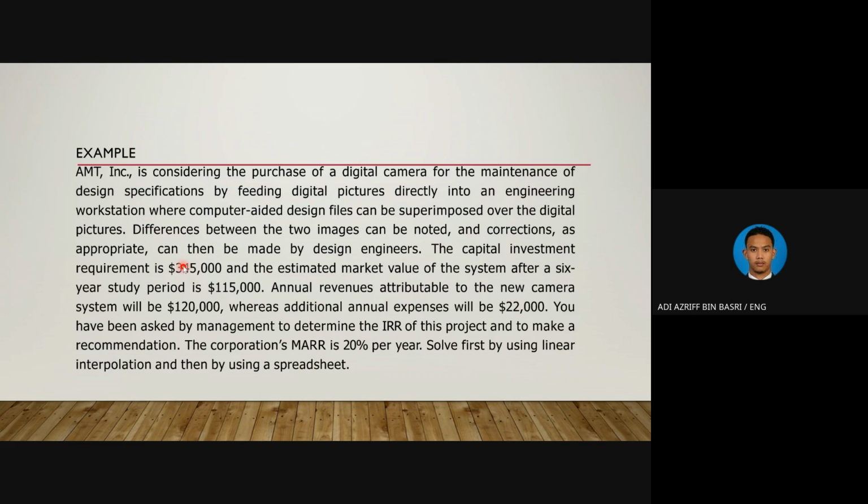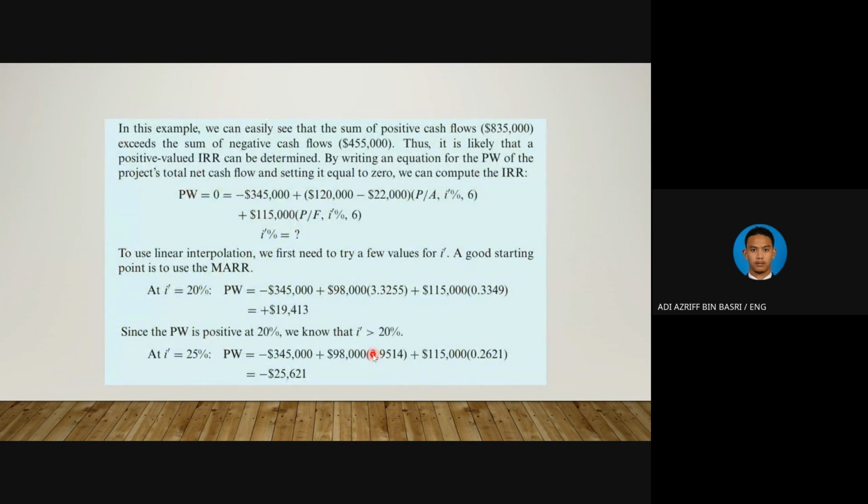It should be an investment cost, which is negative in your cash flow. The estimated market value of the system after 6 years is 115. After 6 periods, there is a market value. The annual revenue attributable to the new camera is 120, where the additional annual expenses will be 22 thousand. So you have been asked by management to determine the IRR of the project and make a recommendation. The corporation's MARR is 20%. Solve first by using linear interpolation, by using a spreadsheet or other methods.